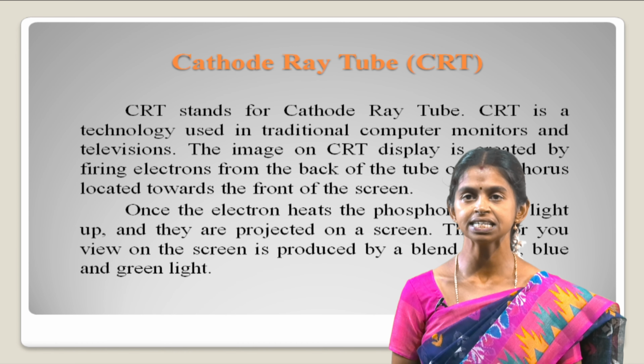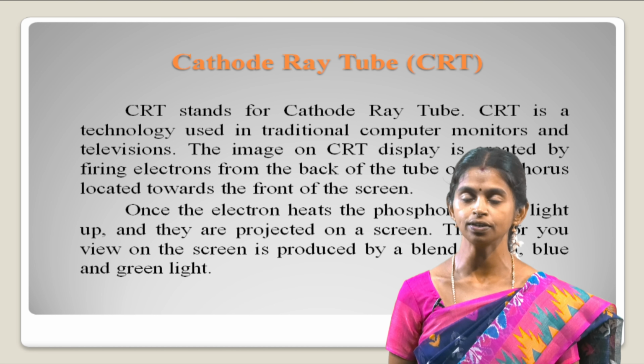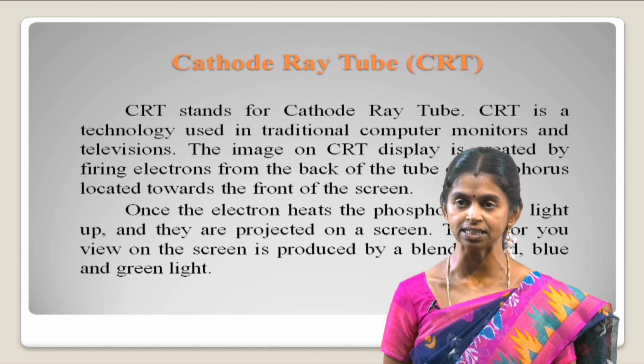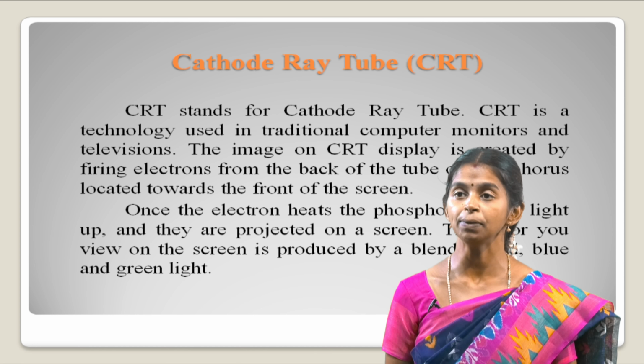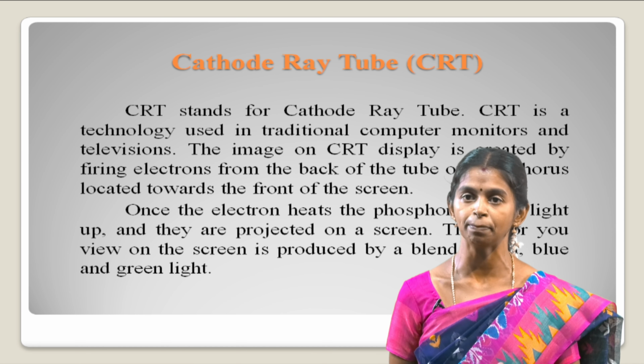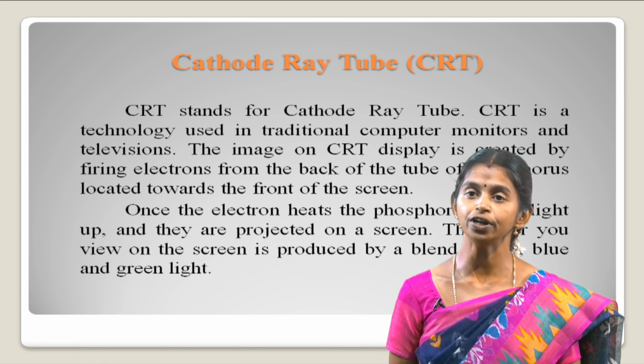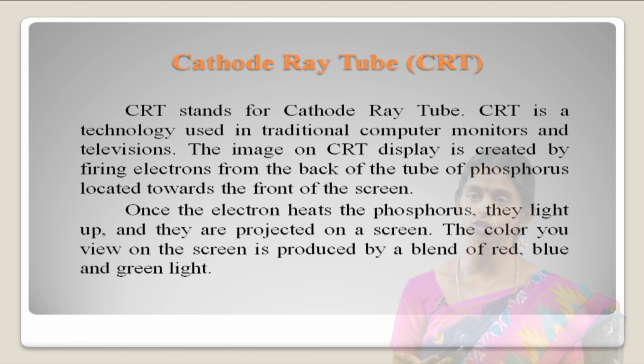What is CRT? CRT stands for cathode ray tube. CRT is a technology used in traditional computer monitors and televisions. The image on a CRT display is created by firing electrons from the back of the tube at phosphorus located towards the front of the screen. Once the electrons hit the phosphorus, they light up and are projected on the screen. The color we view on the screen is produced by the blend of red, blue and green light.